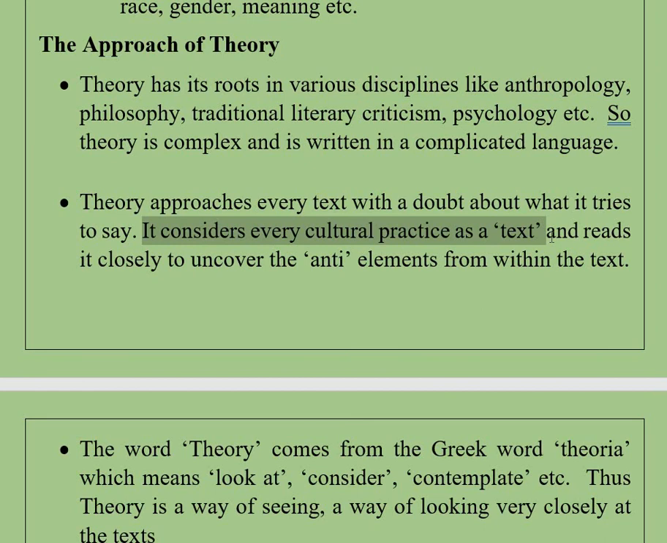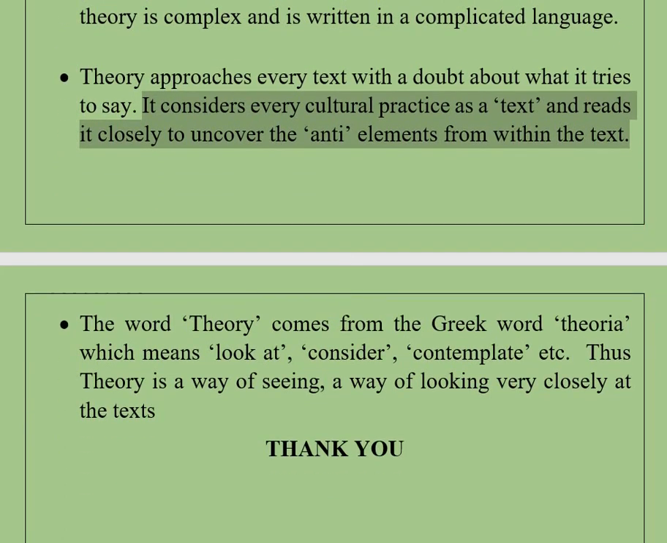Everything capable of producing a meaning is a text, even if it is a poster on a wall, a political brochure, a film, an artwork, and theory reads it very closely to uncover the anti-elements from within the text. As we have already said, every text proclaims that it is trying to do something. Literary or cultural theory reads the text very closely and tries to find out whether the claims are correct or not. If there is any anti-claim within that text, theory will expose that.